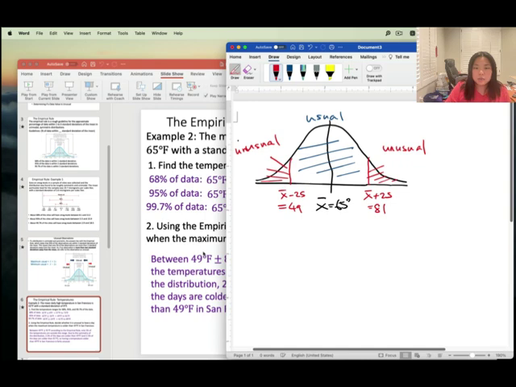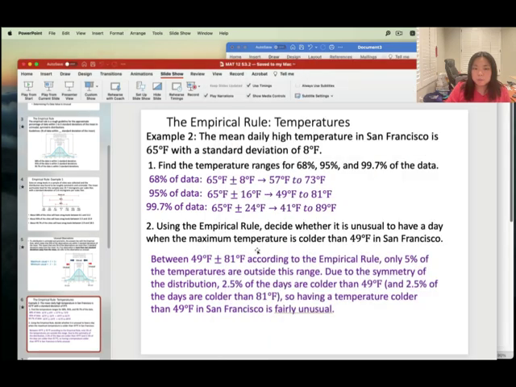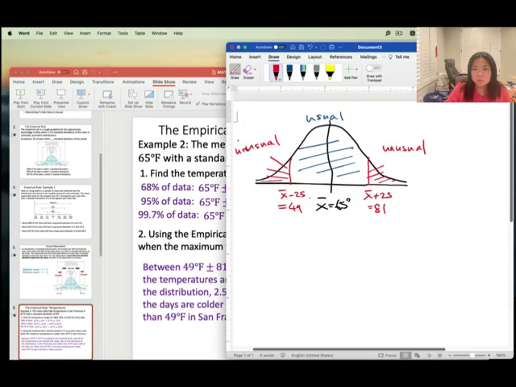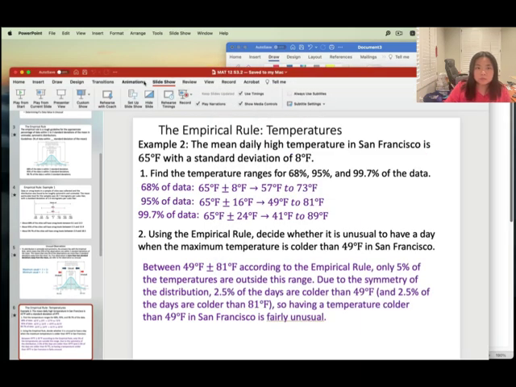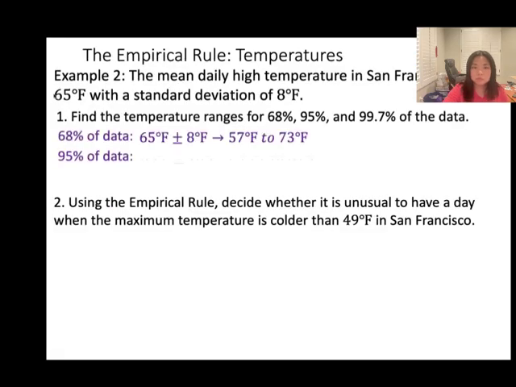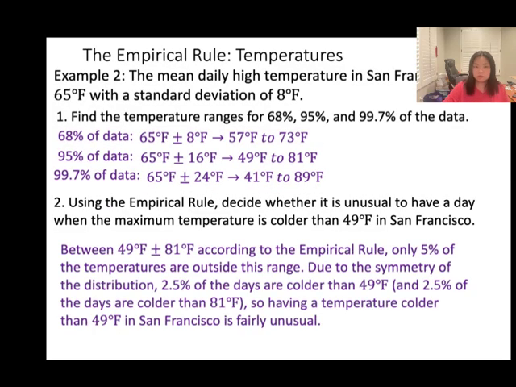Okay, unusual. And right now they're talking about which the maximum temperature is colder than 49 Fahrenheit. So colder than, so it will be like this, but with the 49 in here. So this is going to be an unusual value. You could use the picture to explain why it is an unusual value, and then answer the question. Having a temperature colder than 49 Fahrenheit in San Francisco is very unusual.